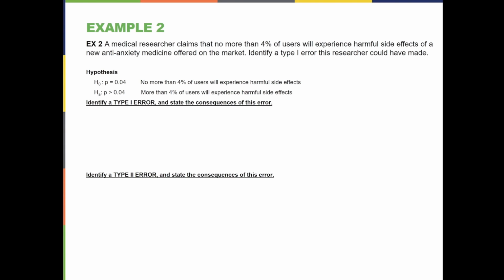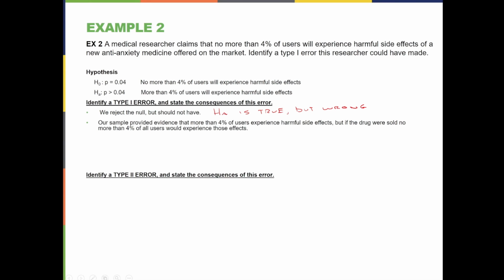side effects. So, a type 1 error starts off with us rejecting the null, but we should not have. Okay? So that means we're rejecting the null. We think HA is true, but we're wrong. Our sample provides us evidence that more than 4% of users experience harmful side effects, but if the drug were sold, no more than 4% of users would experience those effects.